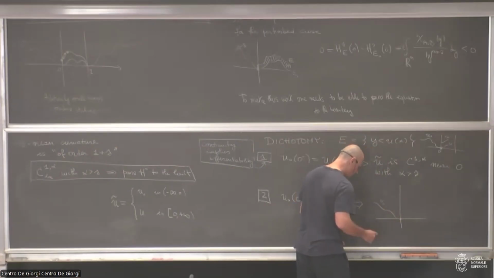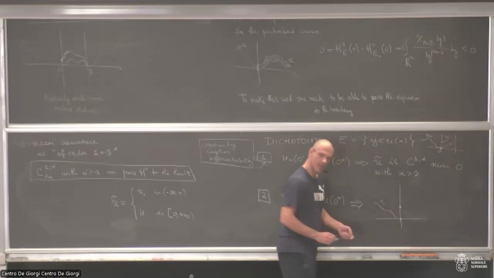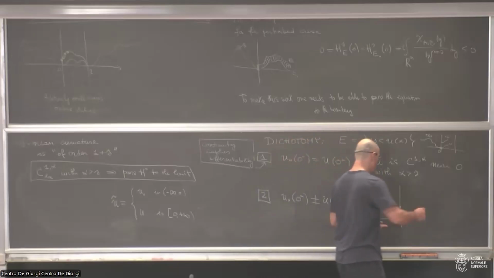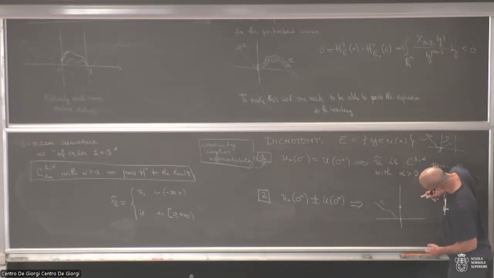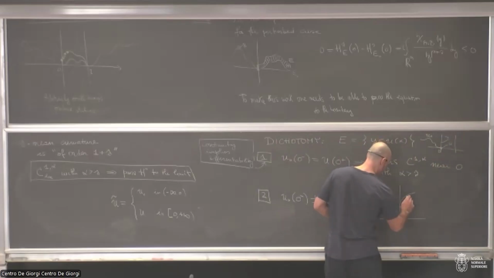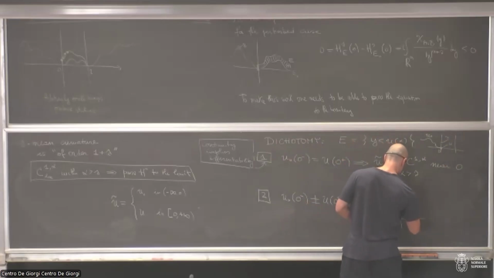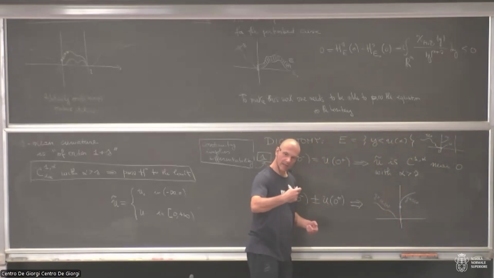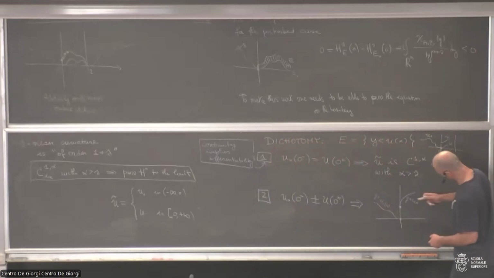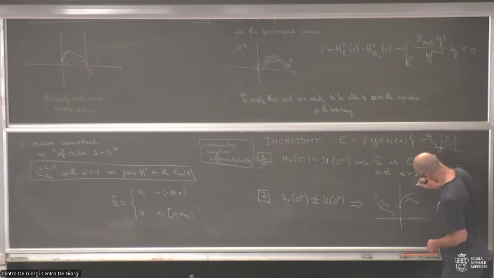Then you have a discontinuity, so you miss this point here. But then what happens is that locally you are a graph in this direction. So you have to think that this is y equal u0 of x. This is y equal u of x. But actually you are a graph if you look the other way around. So you are also a graph of the form x equal v of y.